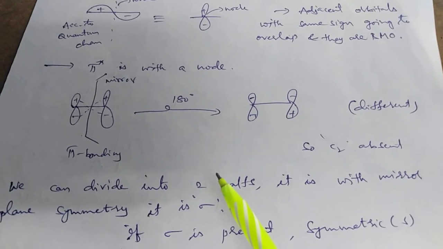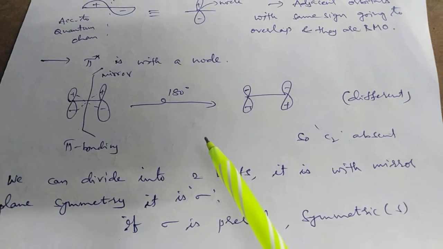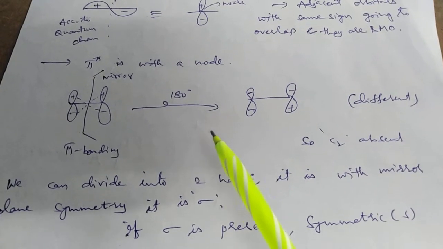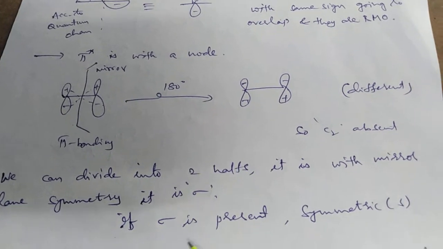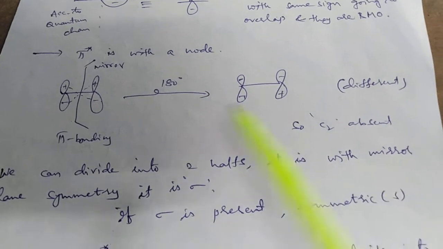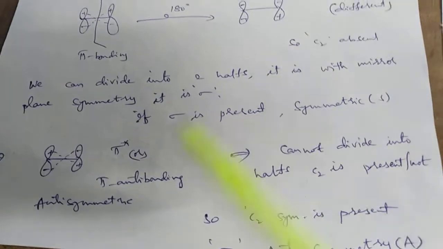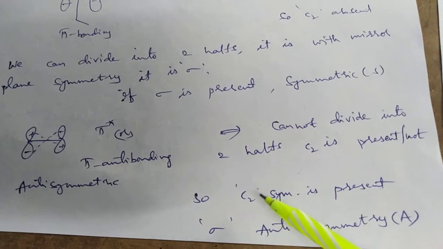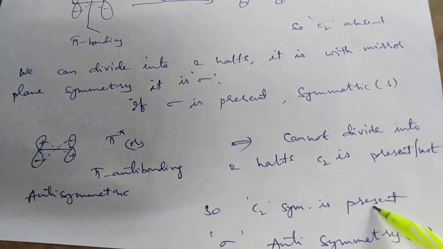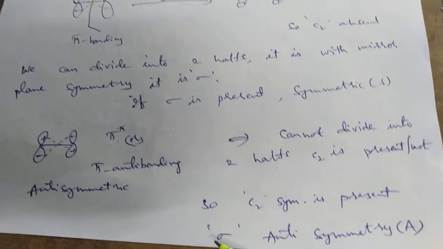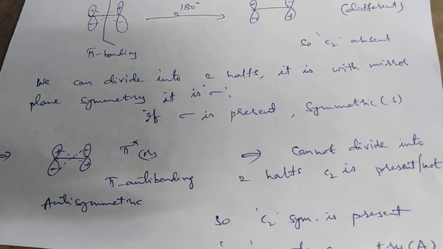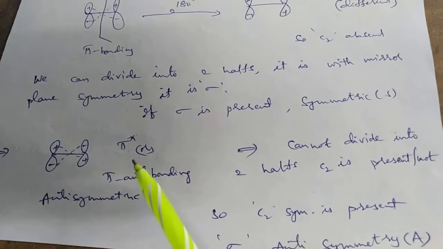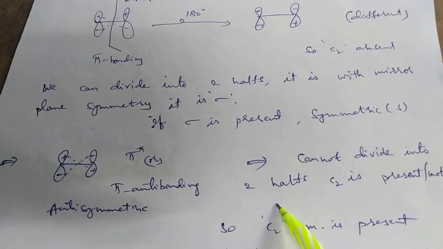Because of the plane of symmetry, it is denoted by sigma. If sigma is present, it is symmetric. But in the anti-bonding molecular orbital, C2 is present, so it is symmetric with respect to C2. Sigma is absent, so it is anti-symmetric, because we cannot divide it into two halves.